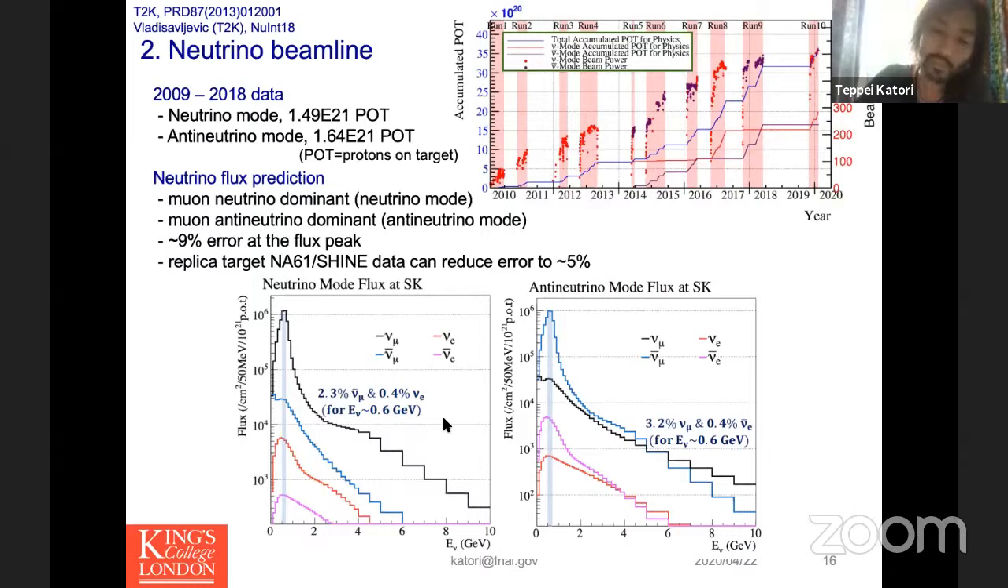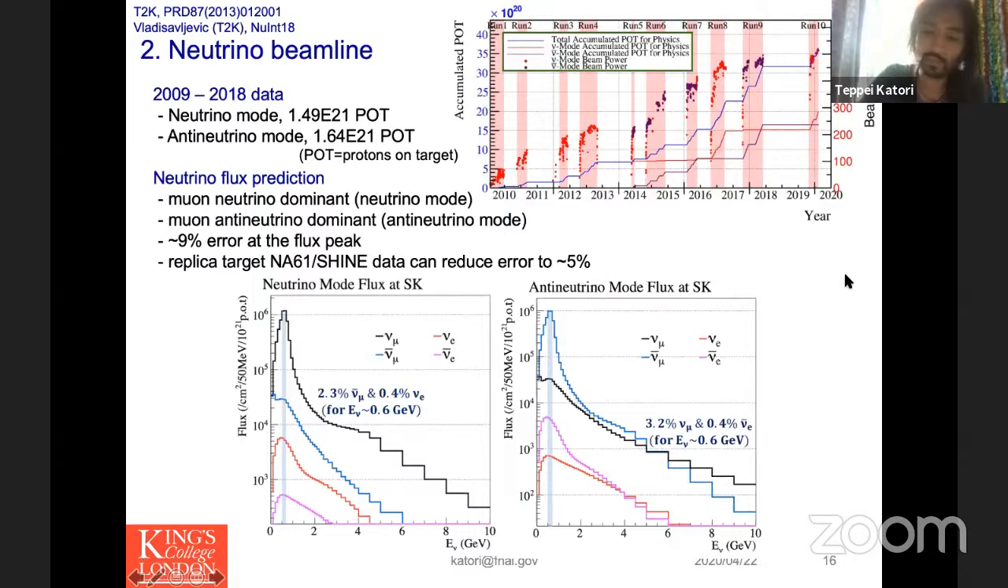And the error is roughly 9%. This error is dominated by the prediction of hadrons. So all of the error is associated with how we transport the hadron measurement at the SHINE experiment to T2K. In the future, we are expecting a reduction of this error down to 5%. So that's an ongoing issue.